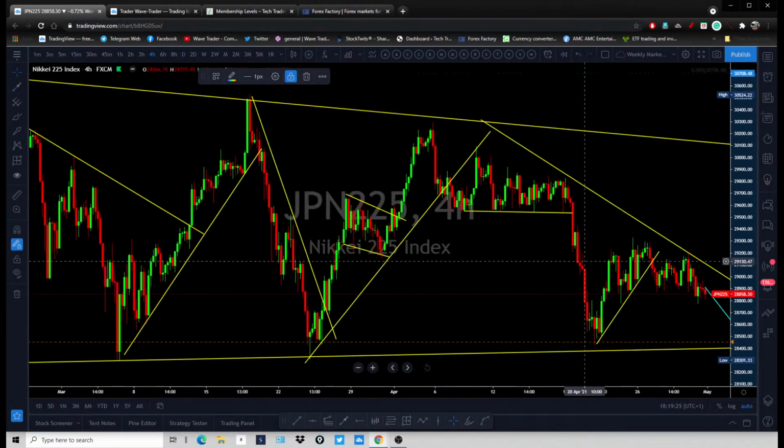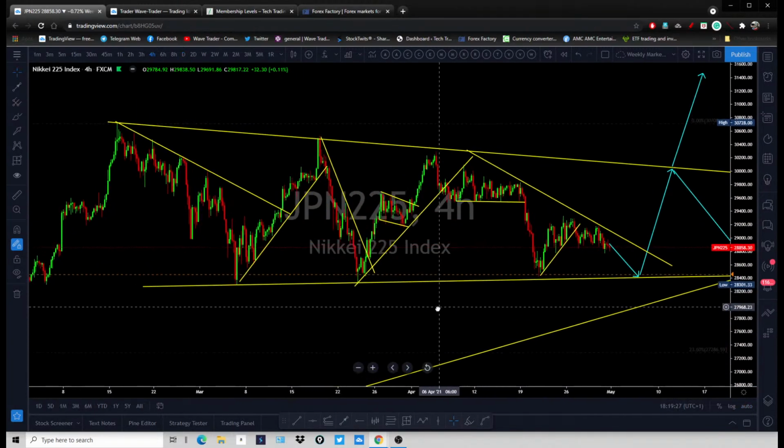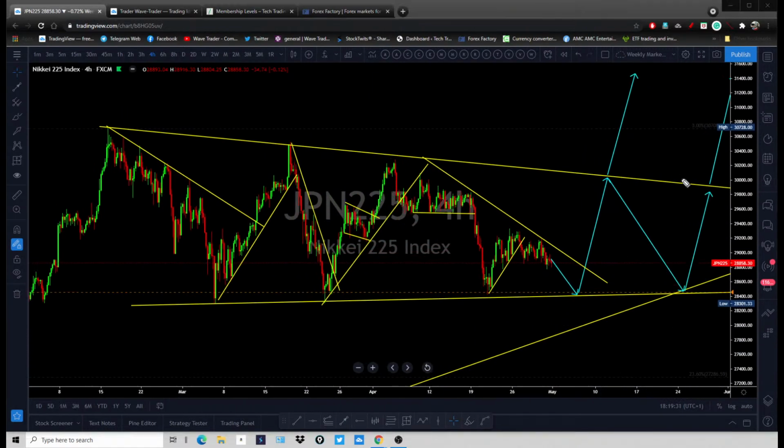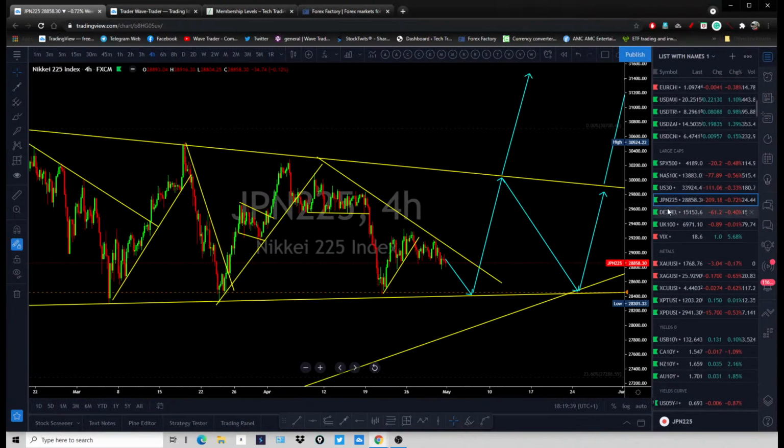Once that sharp sell-off comes, you're going to see the yen get strong against the yen pairs. So what you're looking for next week is this to drop, hold that low, and then bounce off for the next leg, the way my arrows are showing.